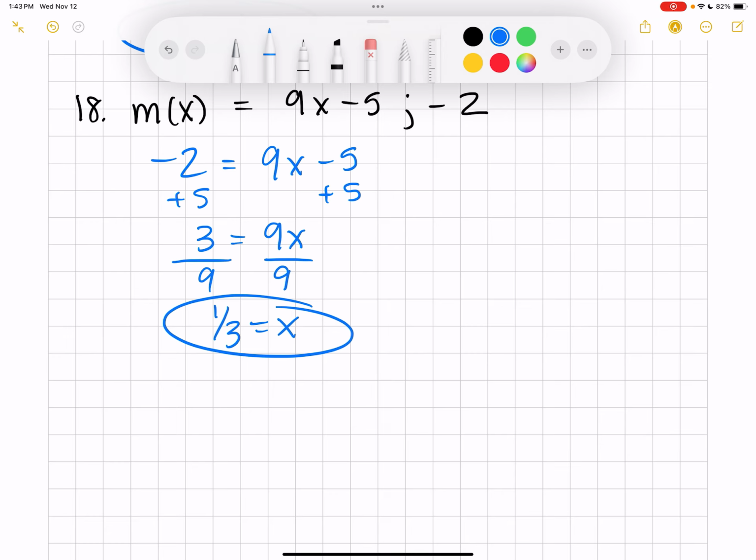All right, what did we get for x? Everybody agree? So I replace m of x with -2. It's equal to 9x minus 5. I add the 5 over. I get 3 is equal to 9x, divided by 9, and then just reduced it. So 1/3 is equal to x.